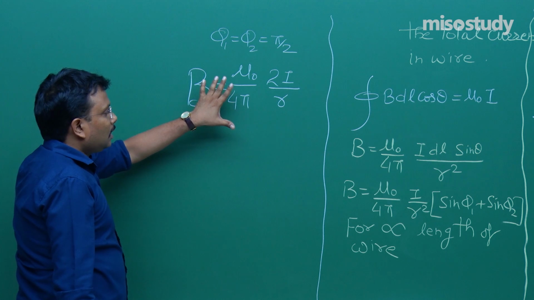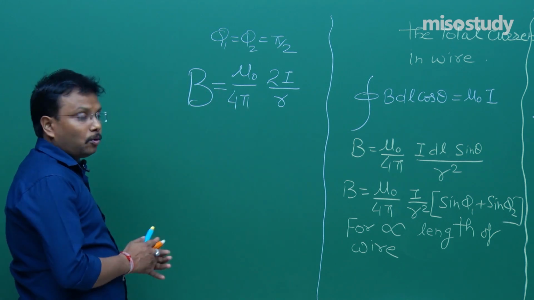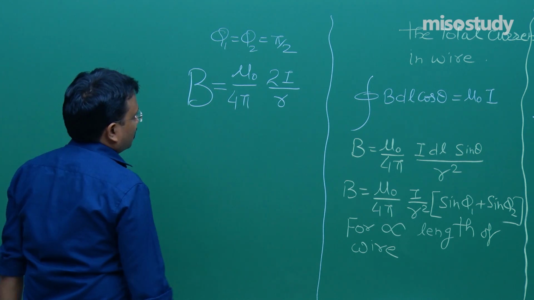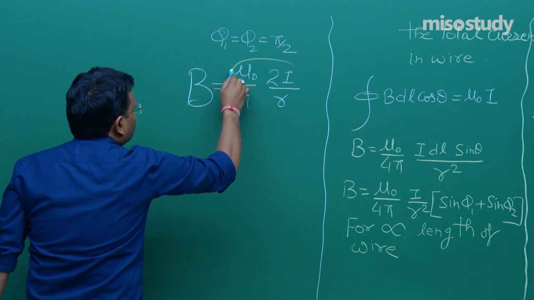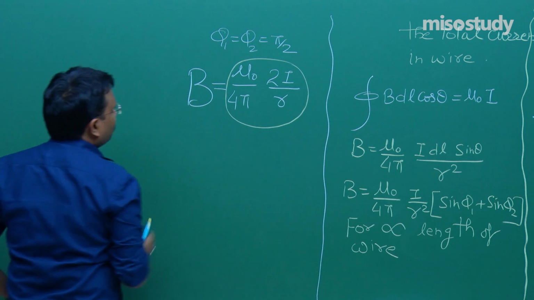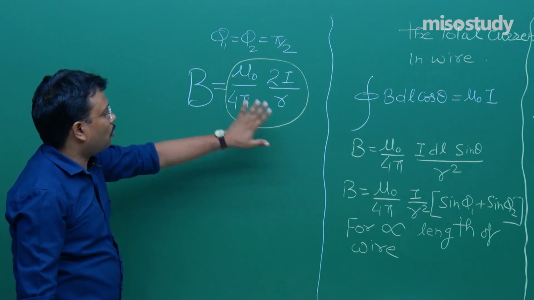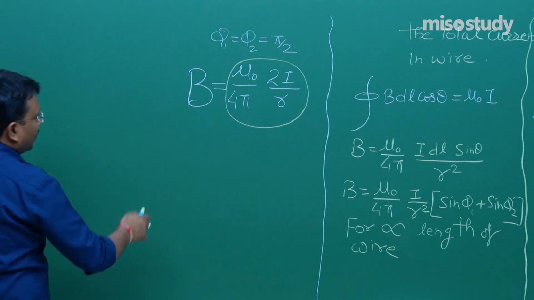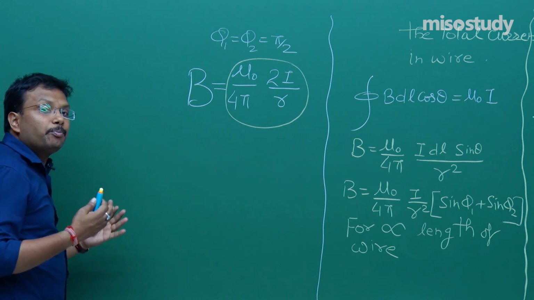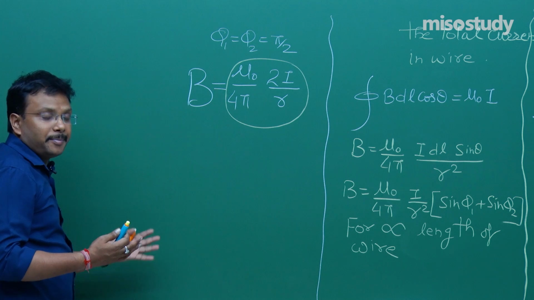Now, this result is true over here also, but what is the beautiful aspect? The beautiful aspect is this is the value of B, and we will use this value of B in this particular relation, the integration part. So, basically we are trying to prove this Ampere's law.